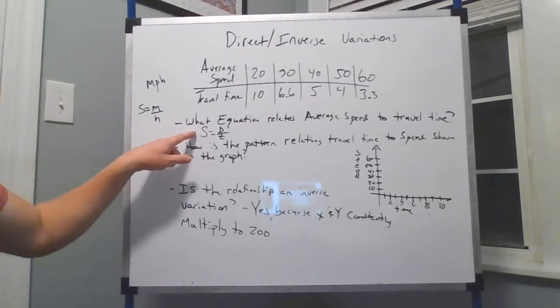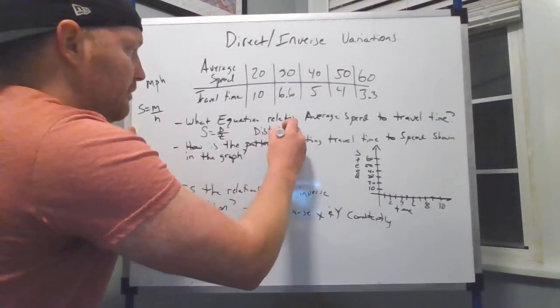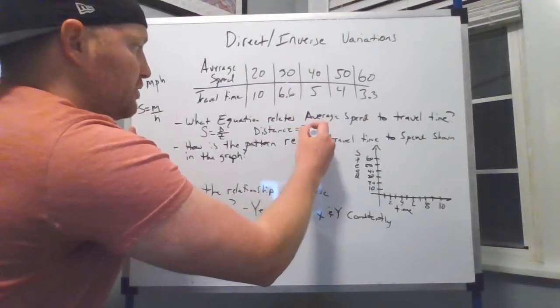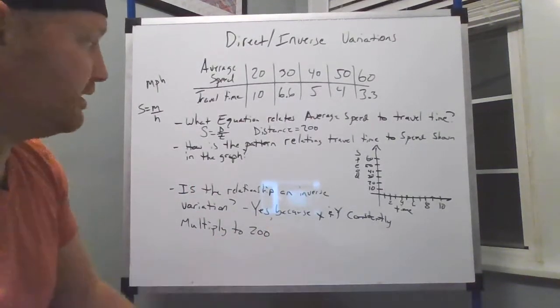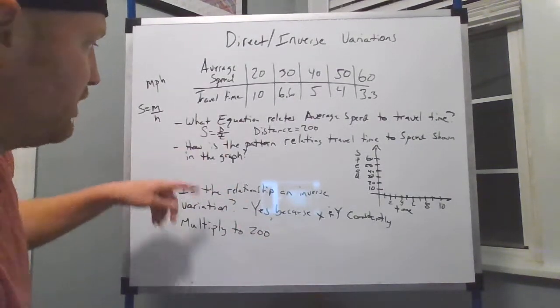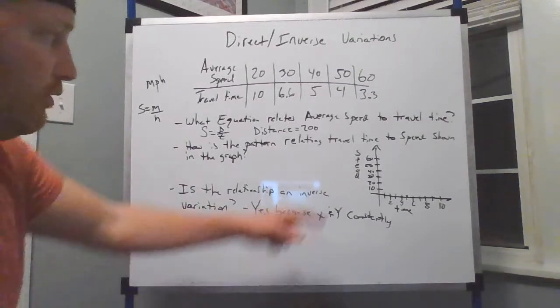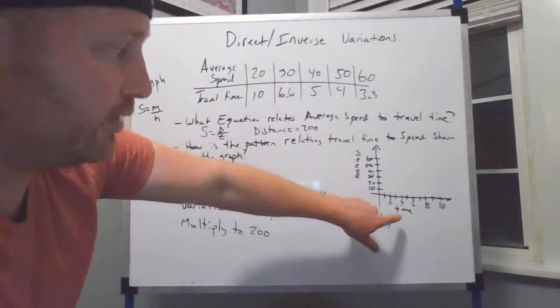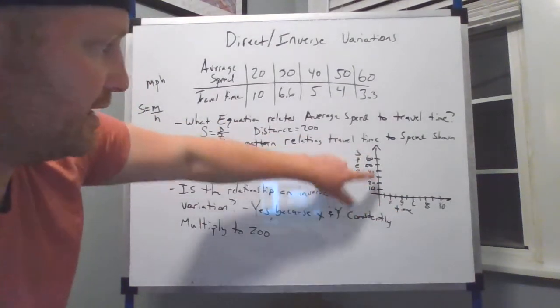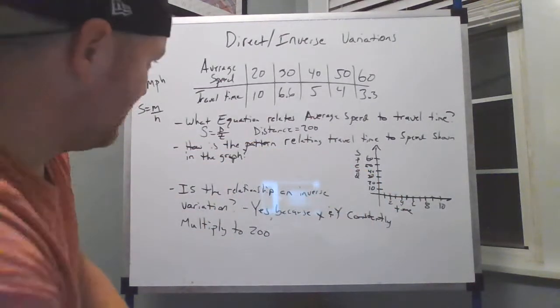There you go. We know our constant, our distance is always going to be the same. Okay, our distance is 200. This looks just like one of your examples in your book you're going to see, so that's why I purposely did this. And some of these questions are in there as well. How is the pattern relating travel time to speed shown in the graph? Well, let's graph this. I'm going to put speed over here. I've already written this up. Time down here. This is going by 10s. This is going by 1s. I labeled every other one as 2, 4, 6, 8, 10. I'm going to plot this.